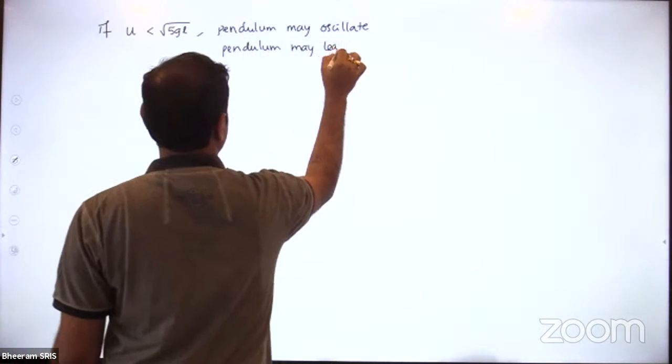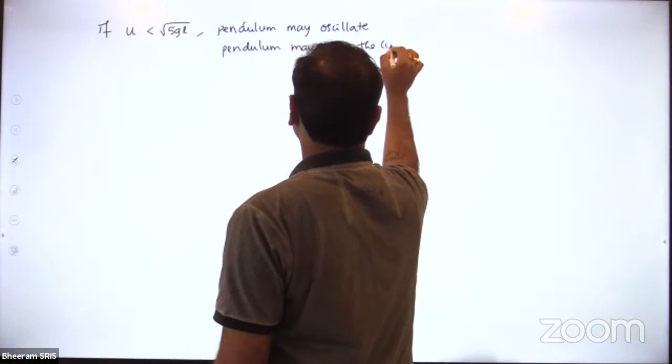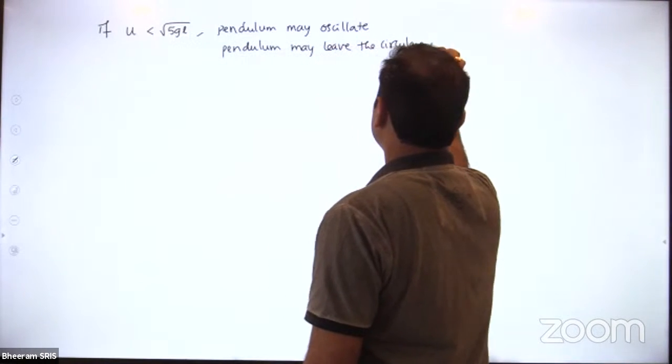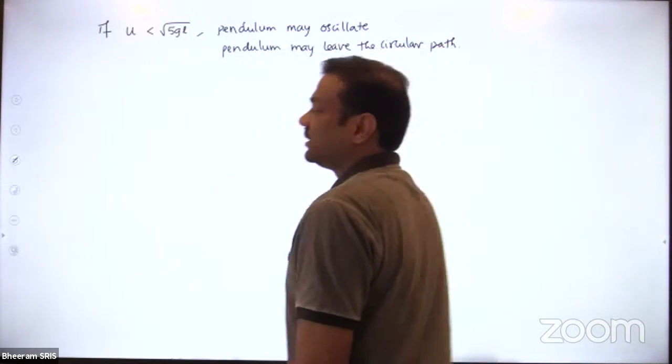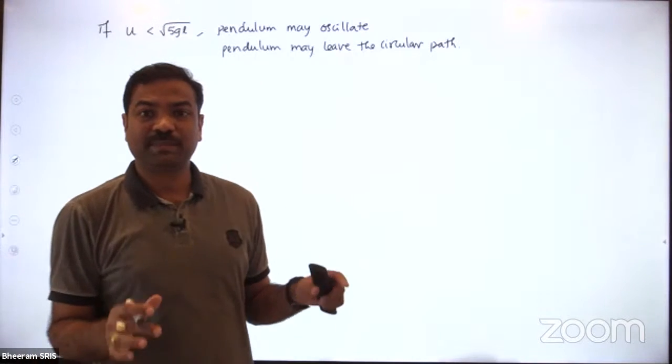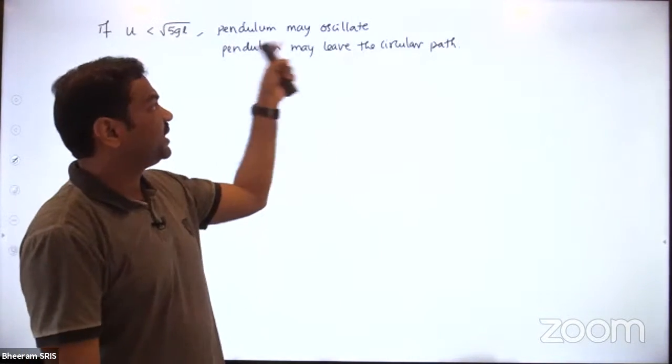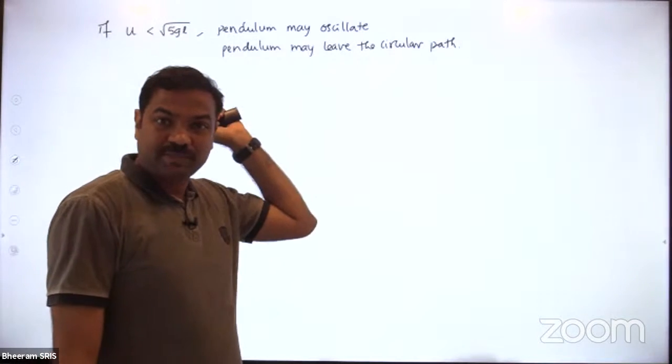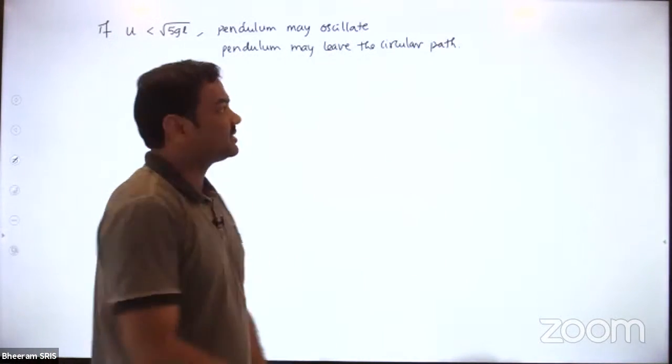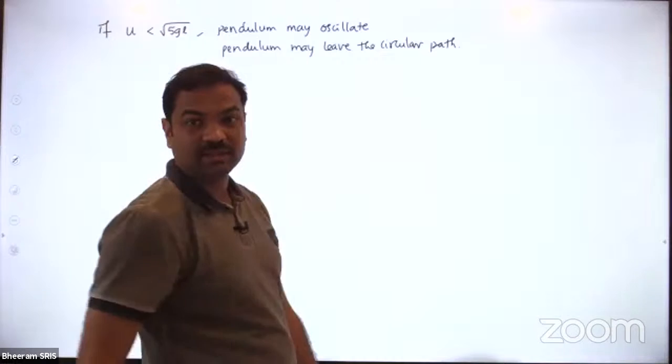May leave the circular path. So there are two chances. Now we want to see at what velocities the pendulum will oscillate, and at what velocities the pendulum will leave the circular path. I want to see what happens for velocities less than root 5 gl.